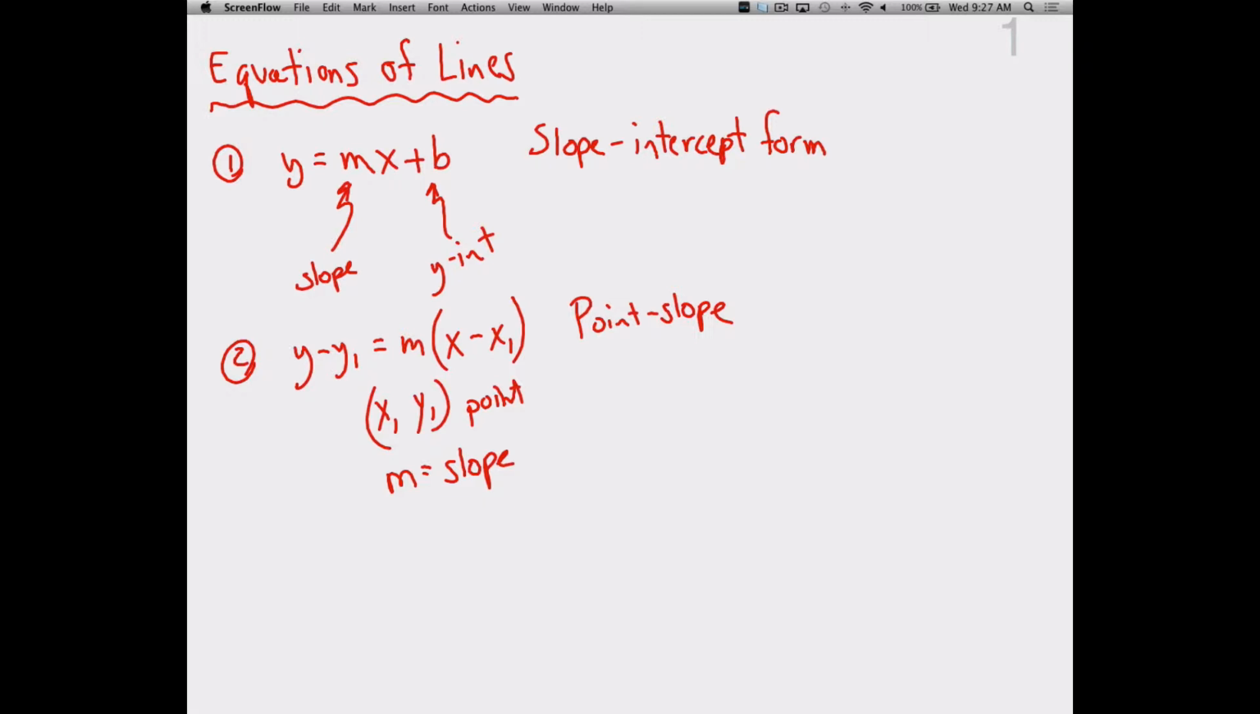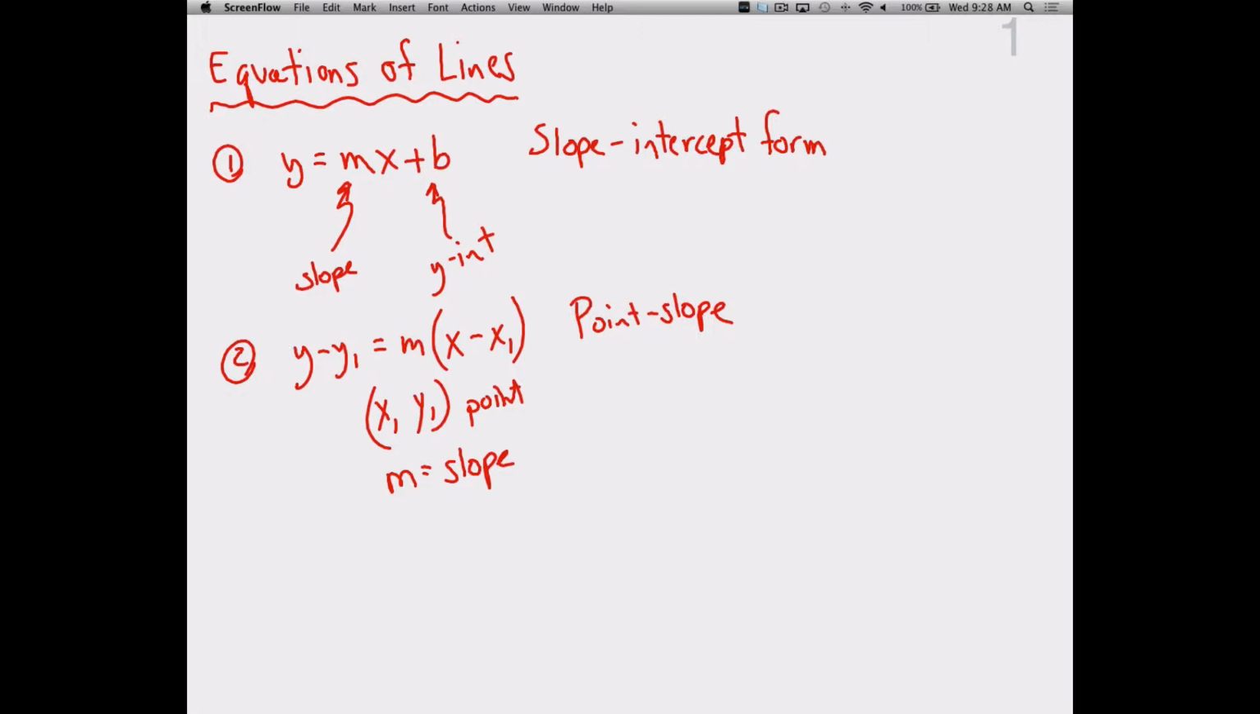The nice thing about point slope form is it doesn't require only one point. The slope-intercept form, that point that you need has to be the y-intercept. So a lot of times you go through this hassle of having to figure out what the y-intercept is to put it into that form. However, in point slope, you can use any point on the line along with the slope.